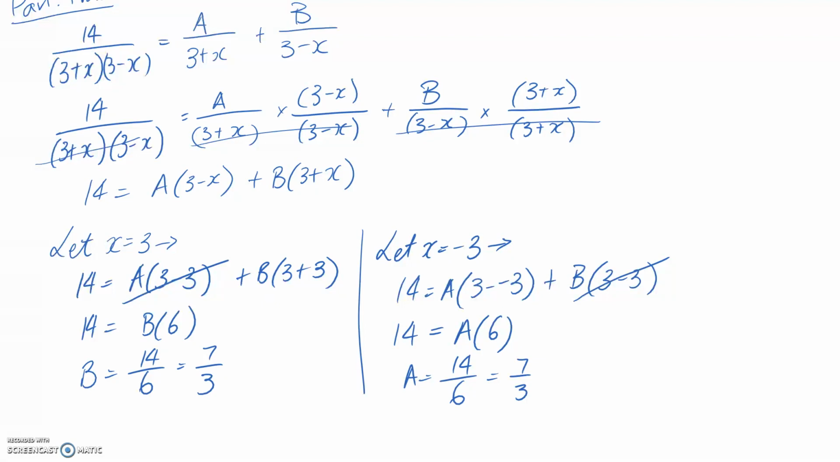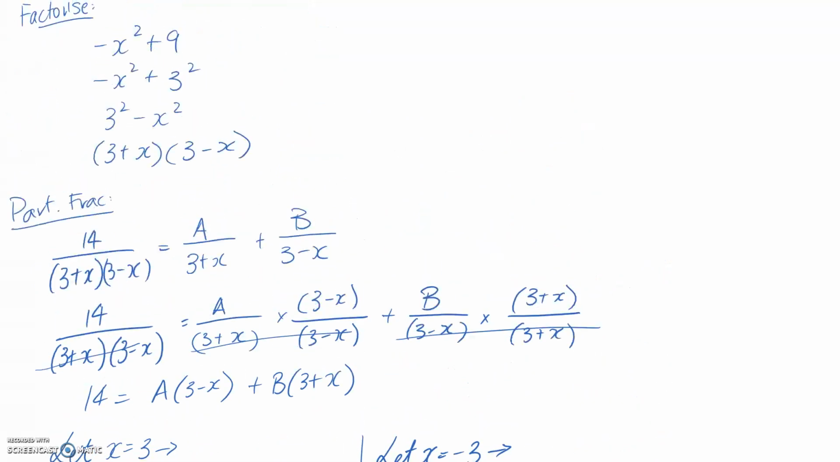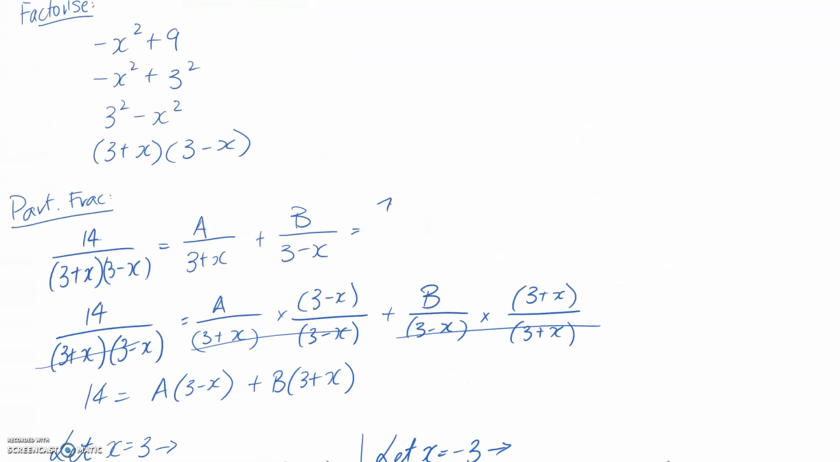Alright, so I'm going to jump back up here and sub in. So we've got 7 on 3 that actually ended up being both a and b, which was kind of convenient. So we could write this as 7 on 3 all over x plus 3. And 7 on 3 all over 3 minus x.